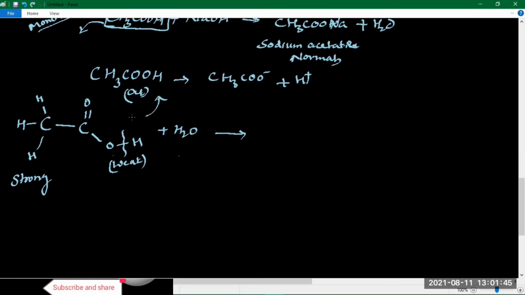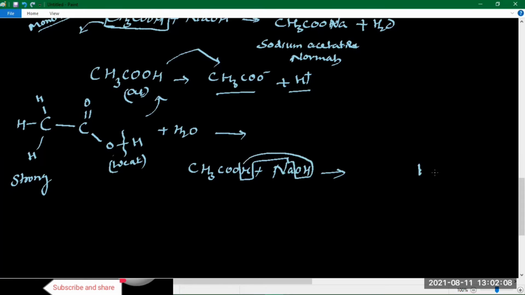When you treat the acid with water, it becomes an aqueous solution. In aqueous solution, the ions present are acetate ion and hydrogen ion. Now, when this CH3COOH is treated with NaOH or some other base, this hydrogen combines with the hydroxide of NaOH and it forms H2O and CH3COONa. I hope you understand, children.